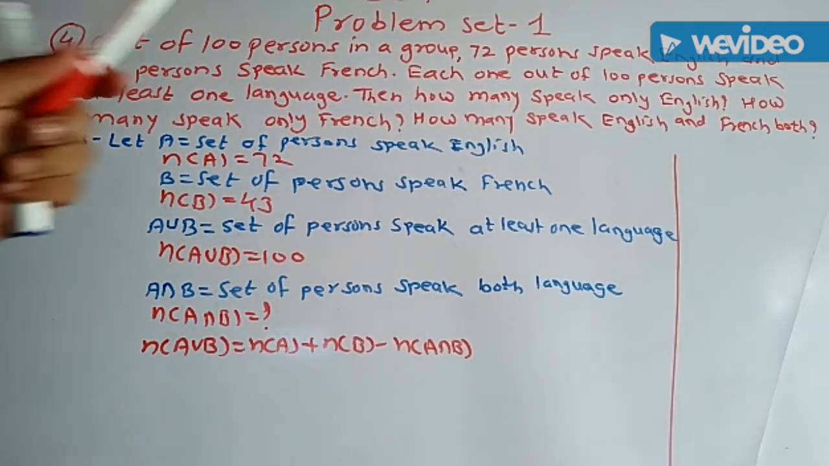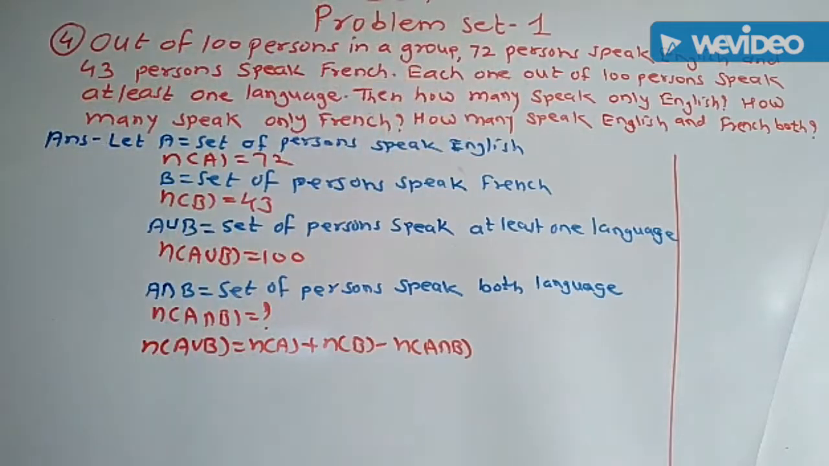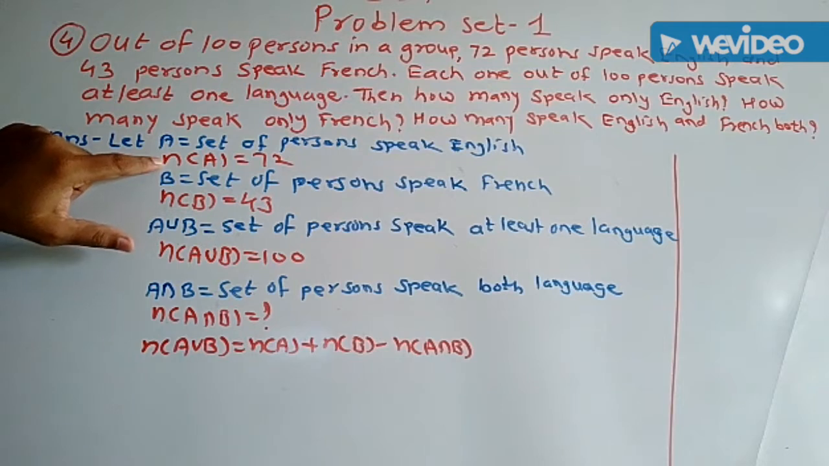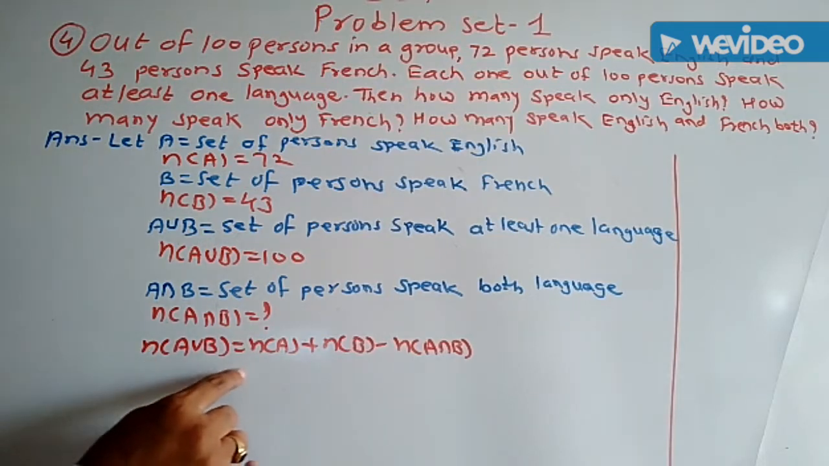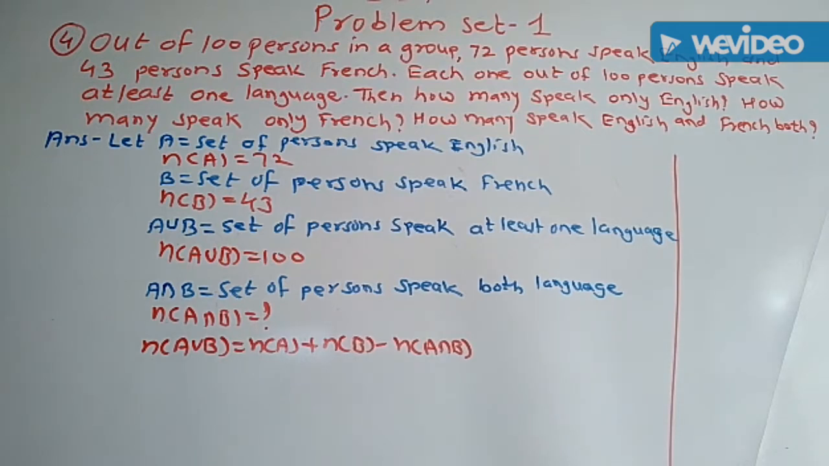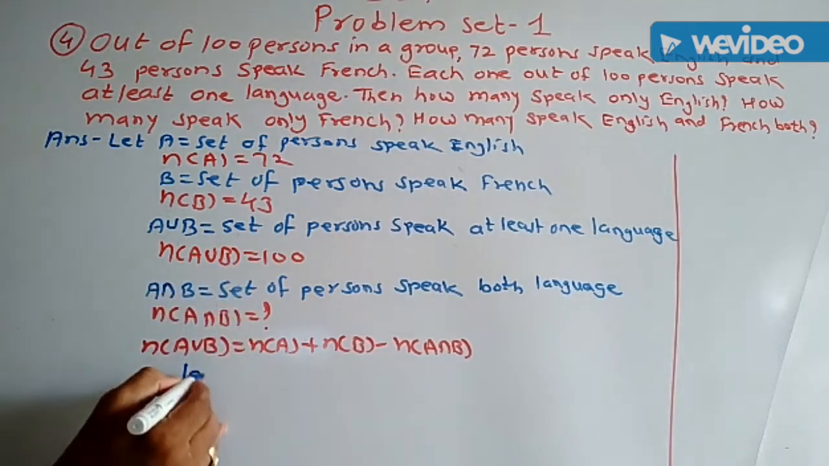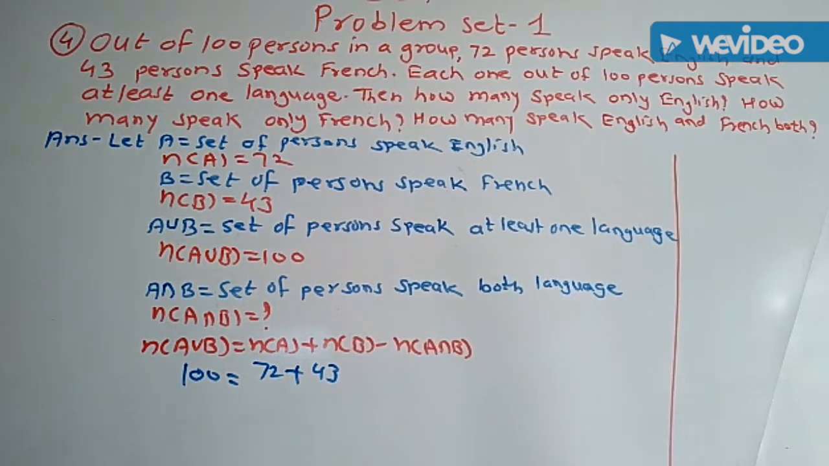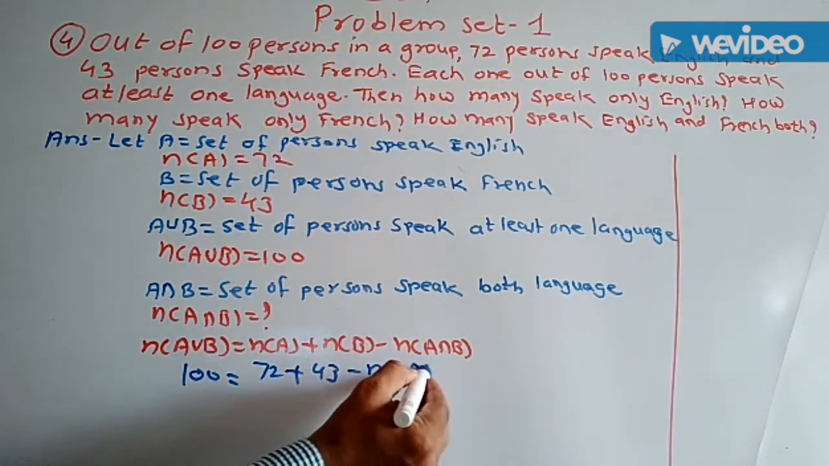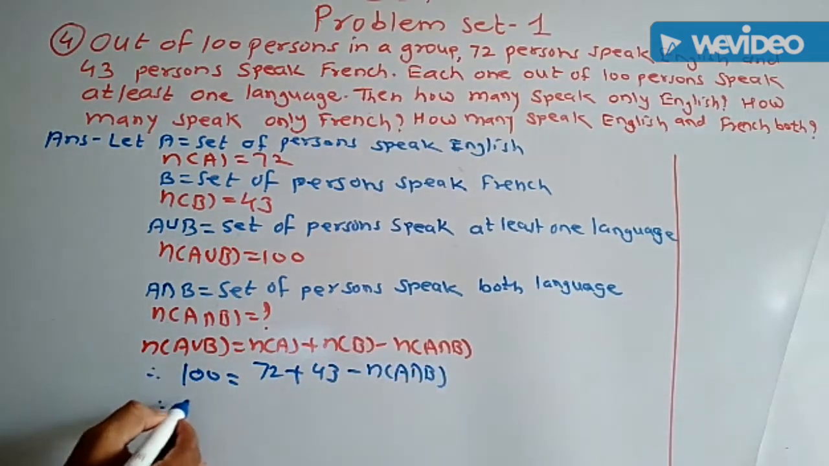And then to find the number of persons who speak only English, we have to take the subtraction of the set of persons who speak English and the set of persons who speak both languages. Firstly, we use the formula n(A union B) = n(A) + n(B) minus n(A intersection B). n(A union B) is given 100, n(A) is given 72, n(B) is given 43, and n(A intersection B) we have to find.